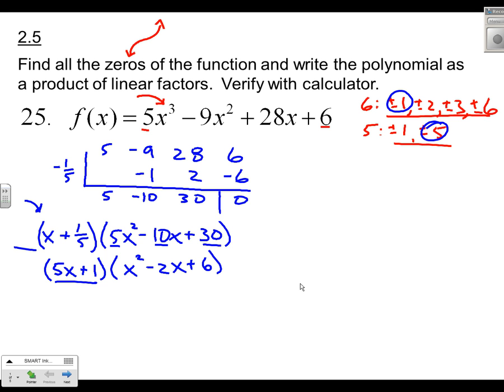But if we looked at the graph, there were no more real zeros. I don't expect that to factor. Are there factors of positive 6 that add up to negative 2? I'll claim no. So we can go to the quadratic formula to try to solve this.